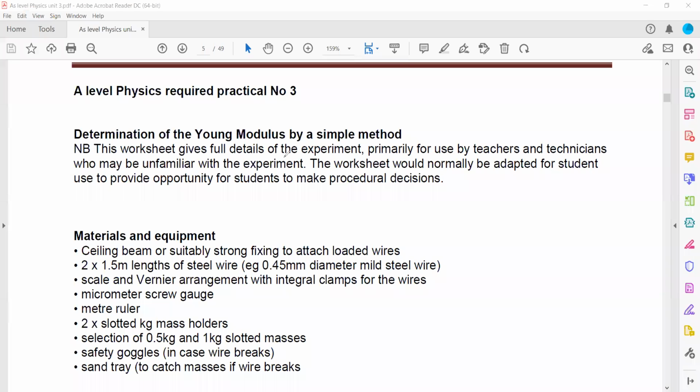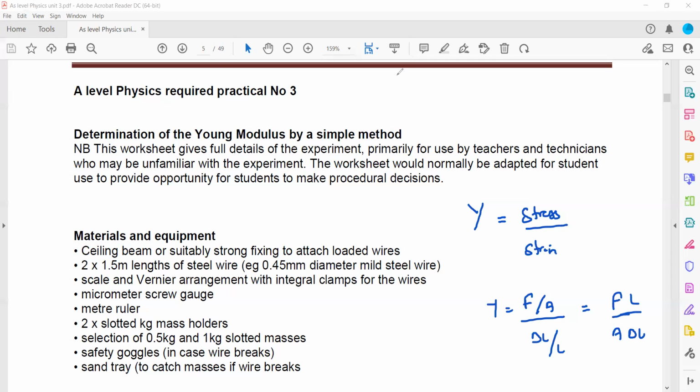The third experiment is finding the Young's modulus, how we can work out the Young's modulus. So Young's modulus is basically stress divided by strain. And what is stress? Stress is force acting on unit area, and what is strain? Change in length over original length. So when we simplify this equation, it will be FL divided by A delta L. So what we need is the force.